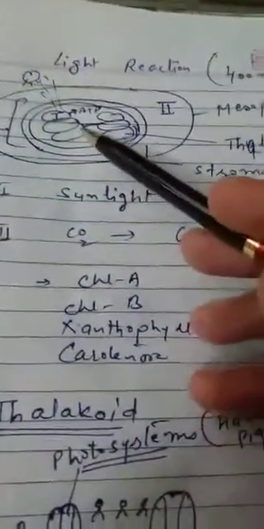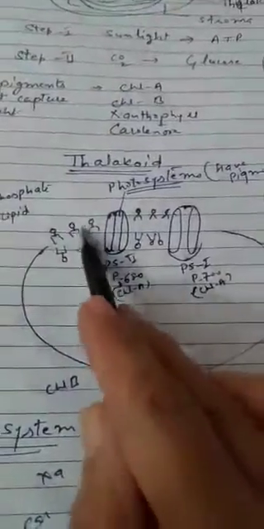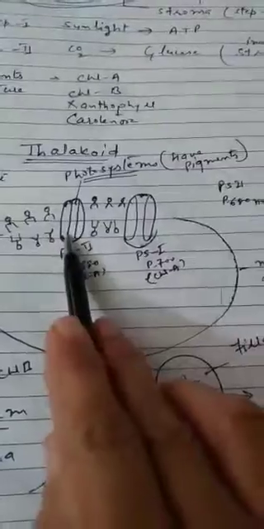Now, I draw this one thylakoid in detail. This is one of the thylakoids. I have just drawn this thylakoid membrane. It is a double membrane, as I have already discussed. And in the membrane, you will have these photosystems, photosystem 2 and photosystem 1. I have already told you the meaning of photosystem 2 and 1.